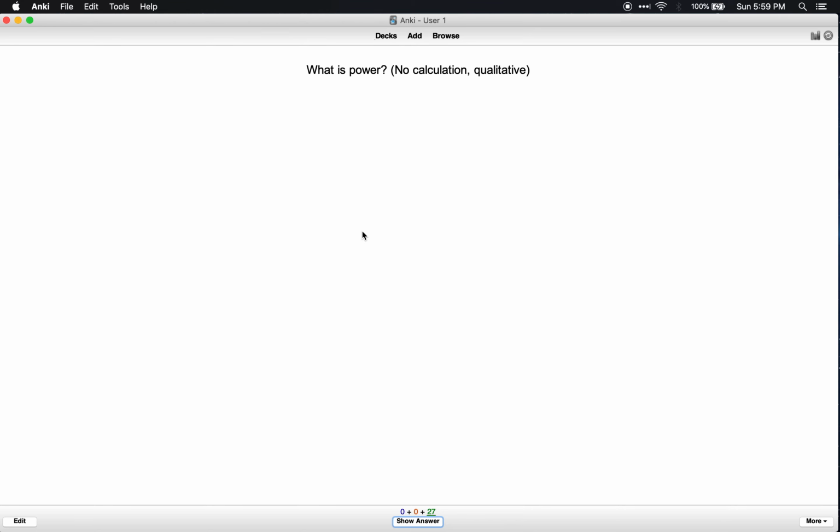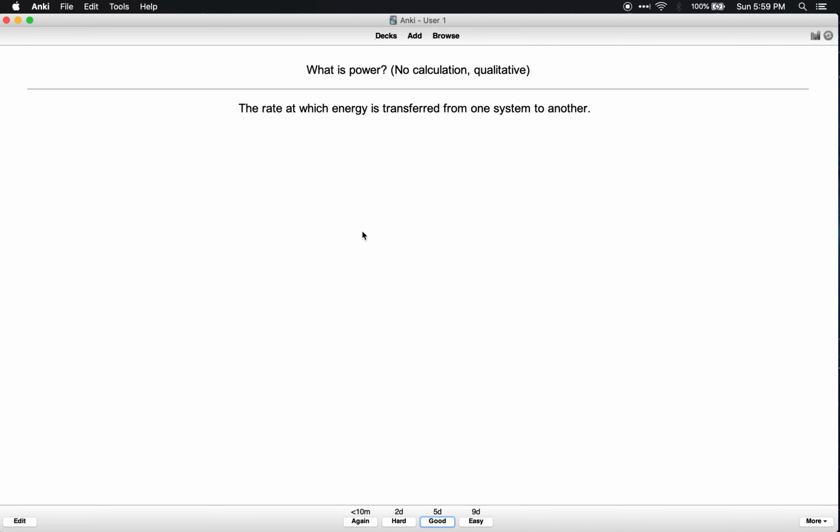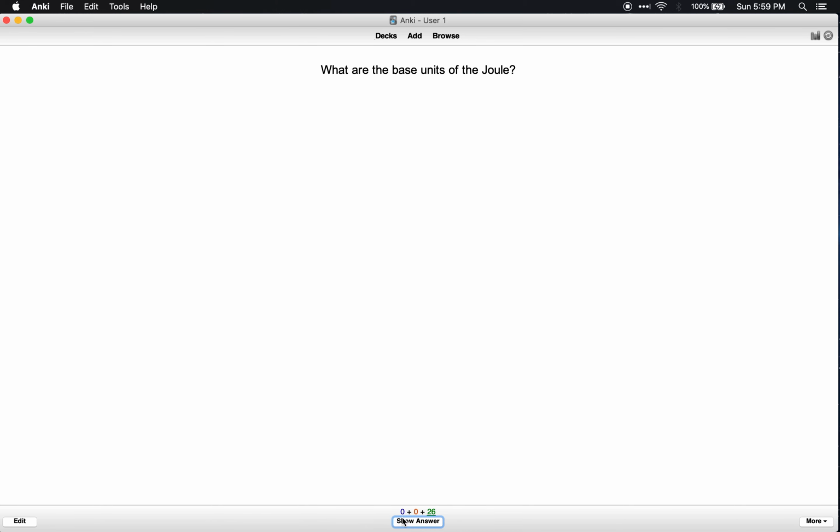What is power? Power is just the rate of energy transfer per second. What is the basic unit of joules? Kilogram times meter squared over second squared. Nice. What are non-conservative forces?